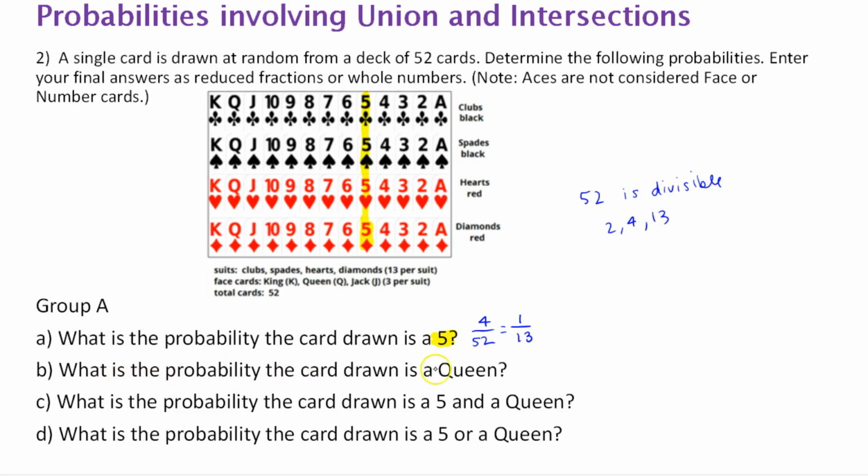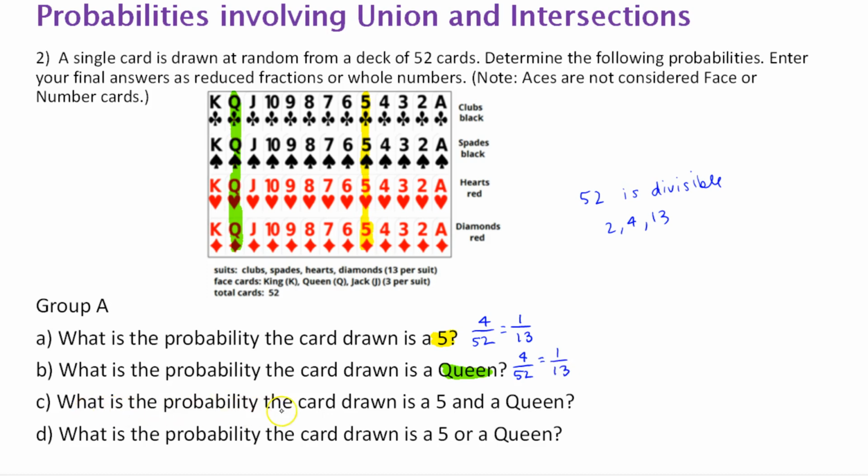Let's look at the next one. What is the probability the card is a queen? Well, here are the queens. And again, just like the 5s, there's 4 of them. So we have 4 out of 52, which again simplifies to 1 out of 13.